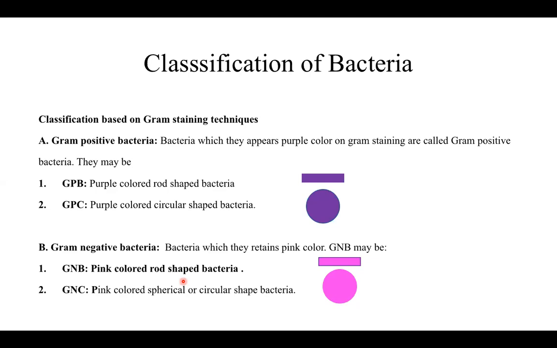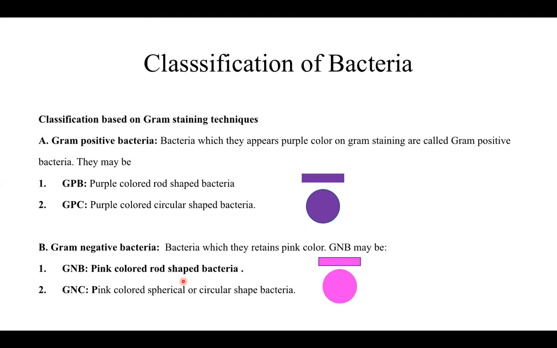Another method of classification of bacteria is based on gram staining. Gram staining is the most commonly used staining technique in microbiology. Based on gram staining, all the medically important bacteria are broadly classified into two major groups.